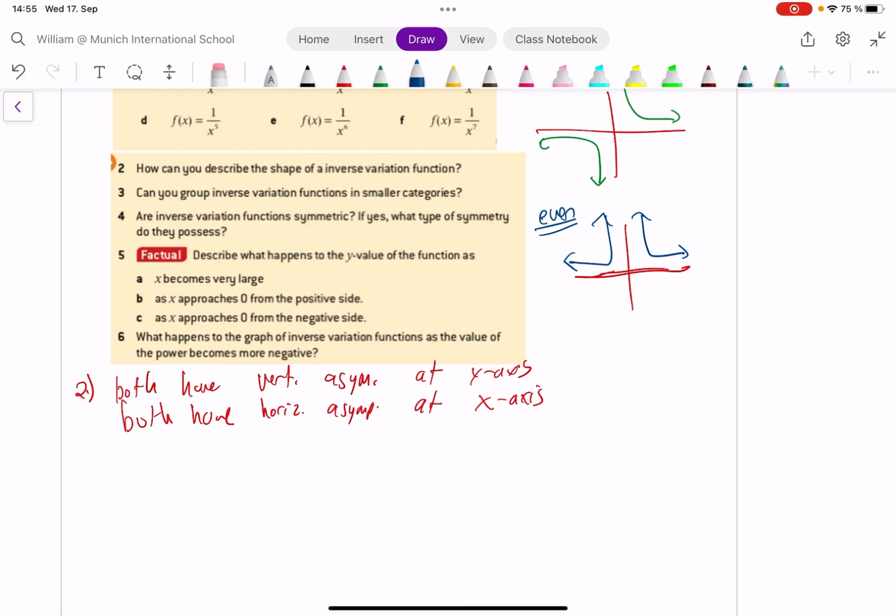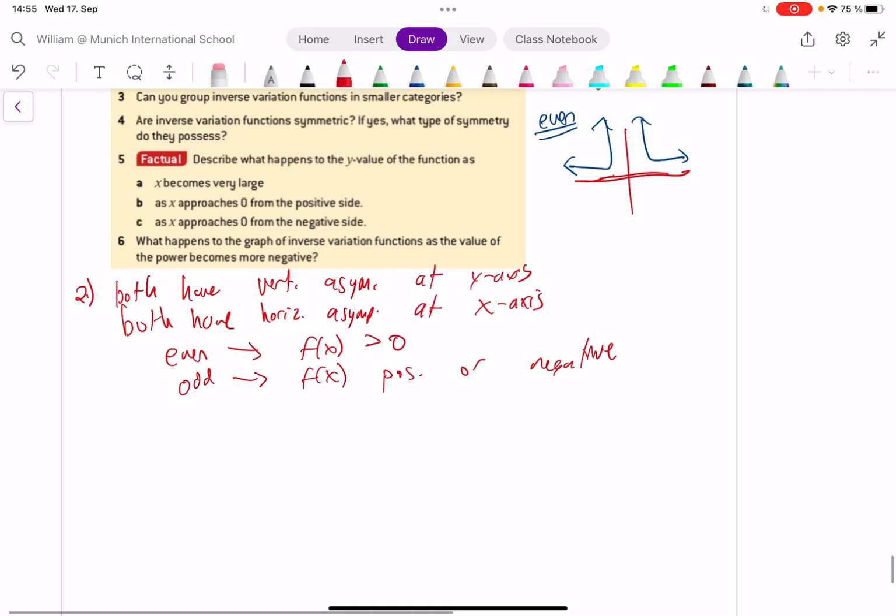Maybe we could describe a little bit further, right? The even ones, the function is always greater than 0, like it's above the x-axis, that's what we said. And then the odd ones, the function is positive or negative, depending on what part of the branch it's on. Okay, so can you group these? We can group them certainly into odd and even, which we kind of already have done.